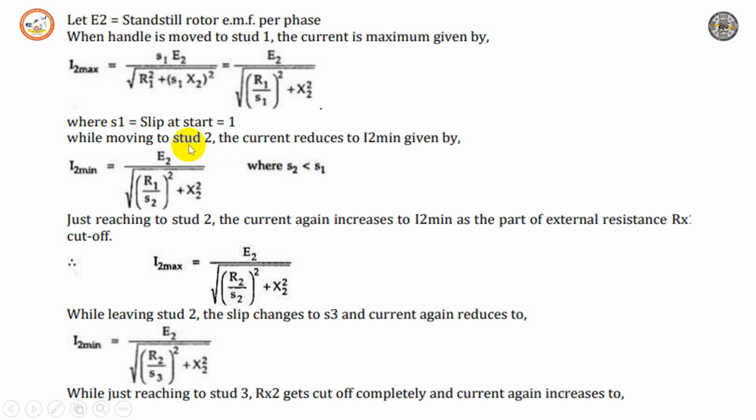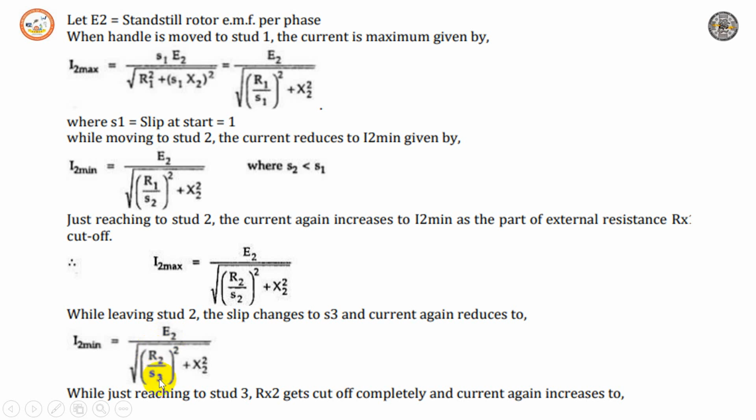While moving to stud 2, the current reduces to I2 minimum, given by I2 minimum equal to E2 divided by the square root of (R1 by S2) whole square plus X2 square. Remember this generalized equation; I am dividing by S1 so that we get S1 in the denominator of R1. Similarly, when it reaches stud 2, the current is maximum. So R2 will be the resistance at stud 2, and the slip at stud 2 is S2. But while leaving stud 2 and going towards stud 3, the slip also changes to S3.